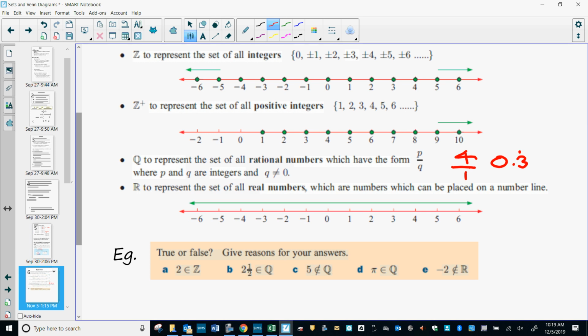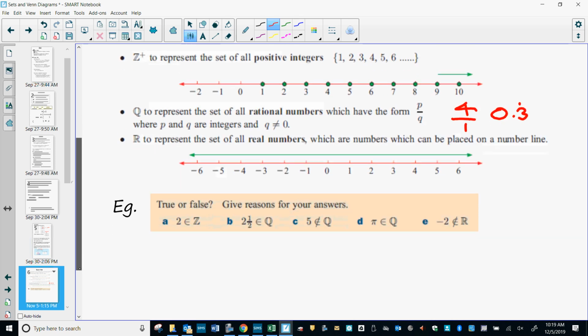R represents any number, any real number. So decimals, fractions, the whole kit and caboodle. R is any number. So just be aware that these things do come up sometimes. So for example, it may say that the universal set is R. Would they say that? They might.